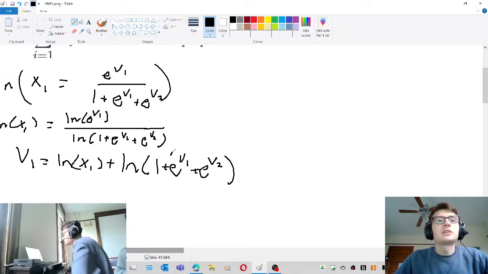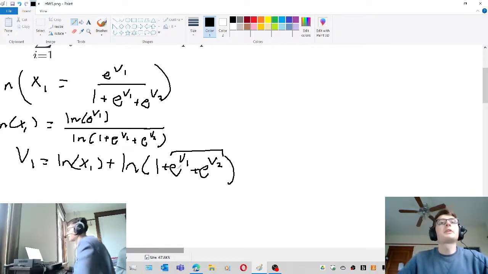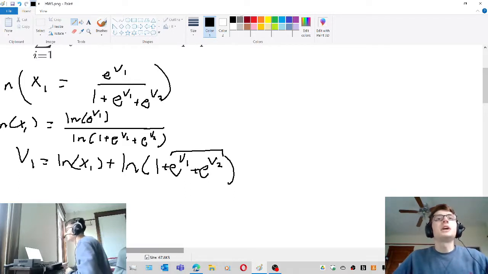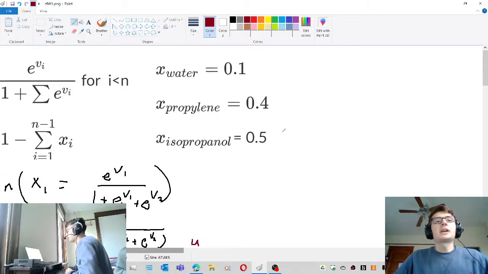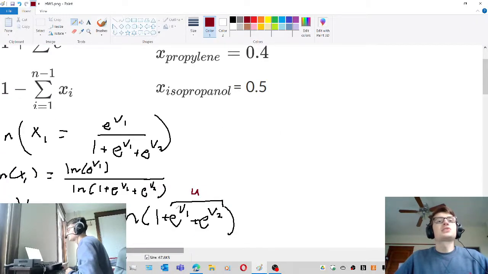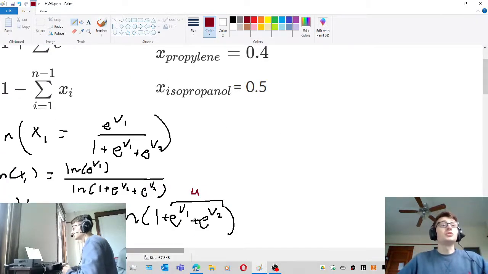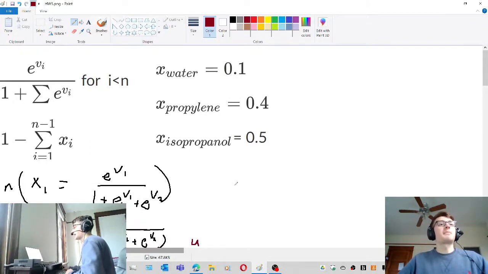And so what I'm going to do is take this term, just the second part, e to the v1 plus e to the v2, and define that as u. Then I'll come back up here and restart, trying to solve and find something that represents u. And then I can substitute it back in, and hopefully everyone should be happy.